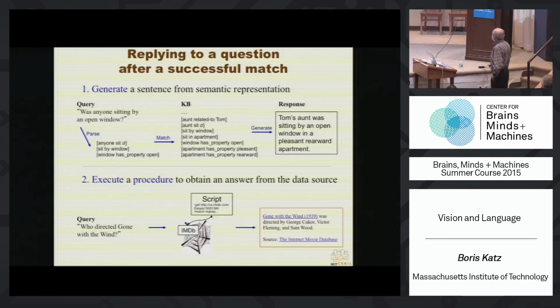All right, so now that we know how to match, and it's not a trivial match like I showed here, but a more sophisticated match on the level of structure as well, let's see what we can do after the match happens. So here's the same sentence, the same question: was anybody sitting by an open window? We retrieved the structure, and then we could tell our generator, go and generate the sentence, and it will do that. Tom's aunt was sitting by an open window in a pleasant rearward apartment.